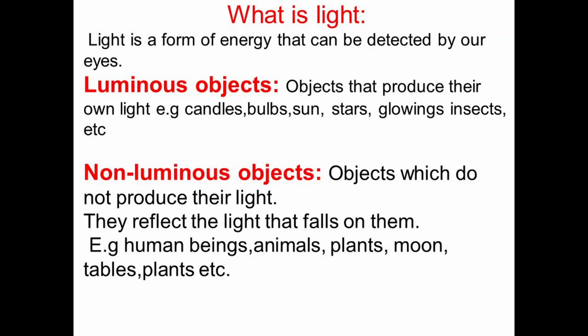Non-luminous objects. Objects which do not produce their own light are called non-luminous objects. They only reflect the light that falls on them, like human beings, animals, plants, moon, table and so many other things around us. They reflect the light from a luminous object, hence they are called non-luminous objects.